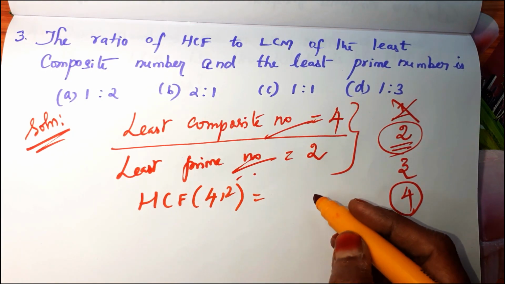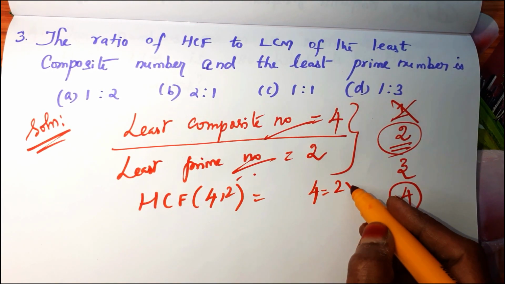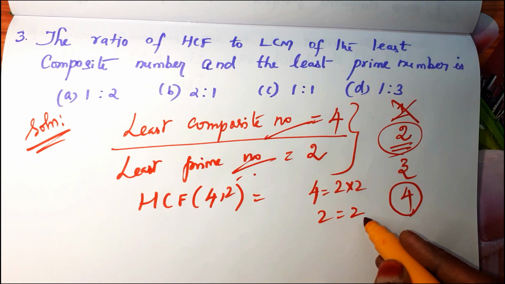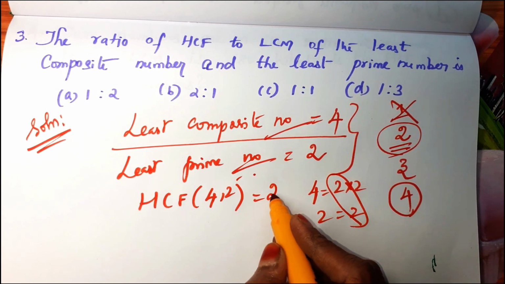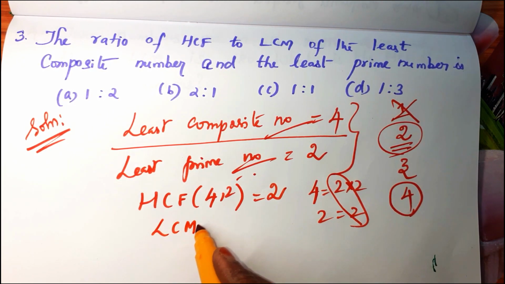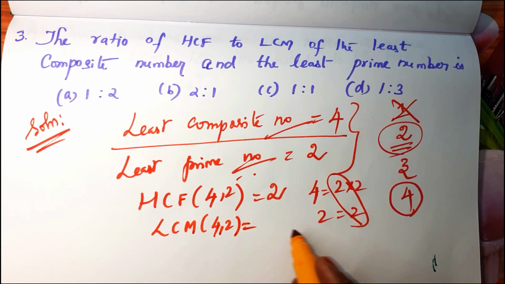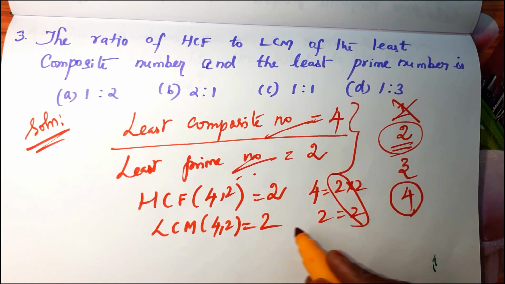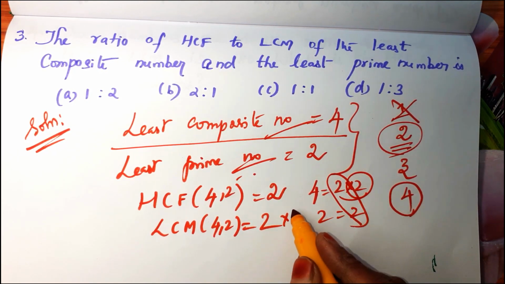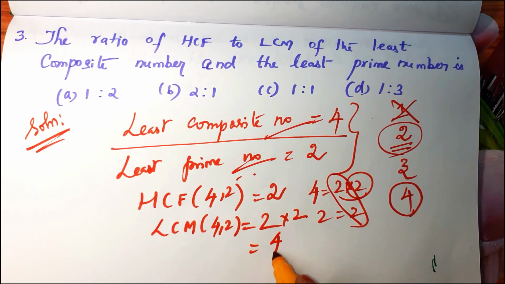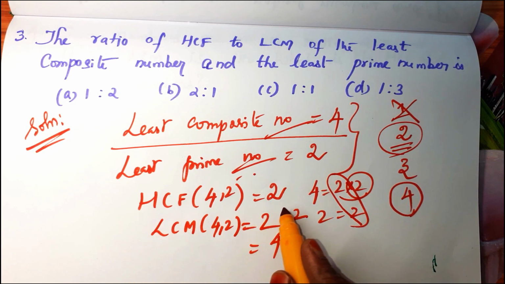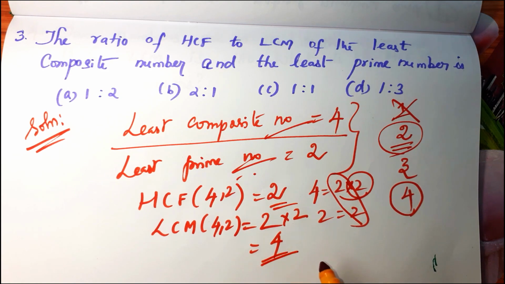Which is the HCF? 4 is equal to 2 into 2, 2 is equal to 2. So the common term we have is 2. LCM of 4 and 2 is 2 into 2, and 1 from the 2 we have to take as the balance. So 2 into 2, which is 4. Okay, so HCF is equal to 2, LCM is equal to 4.